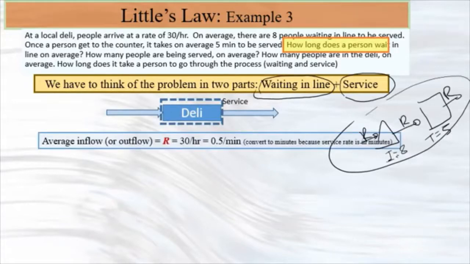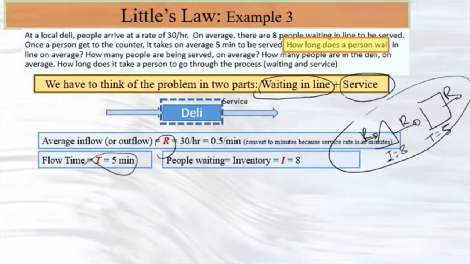So now we go on. We'll calculate R in terms of minutes, because all our other numbers are in minutes. So if we have 30 per hour, we get 0.5 per minute. We just divide by 60. Flow time is 5 minutes. We've already mentioned this. And the people inventory in the waiting line is 8.